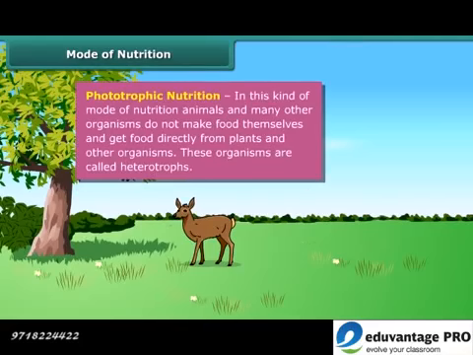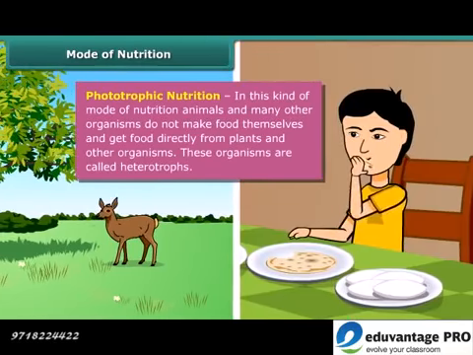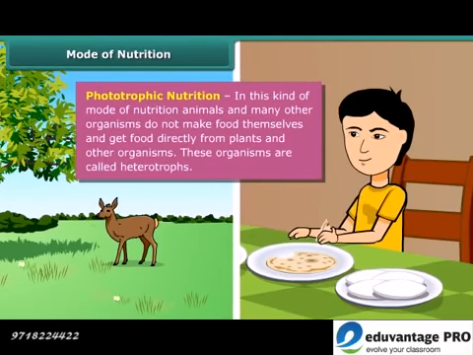The mode of nutrition in which animals and many other organisms take in ready-made food prepared by the plants is called heterotrophic, and these organisms are called heterotrophs. Human, lion, tiger, etc. are the examples of heterotrophs.